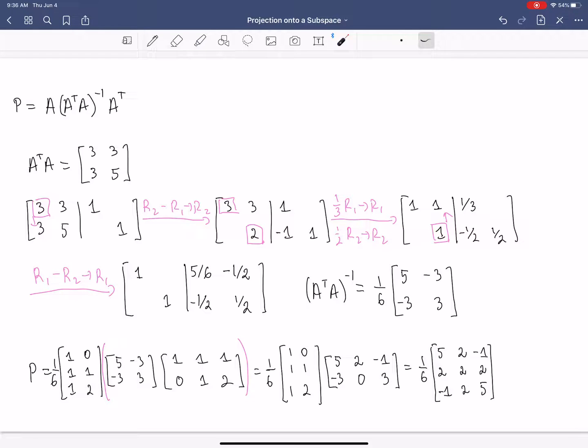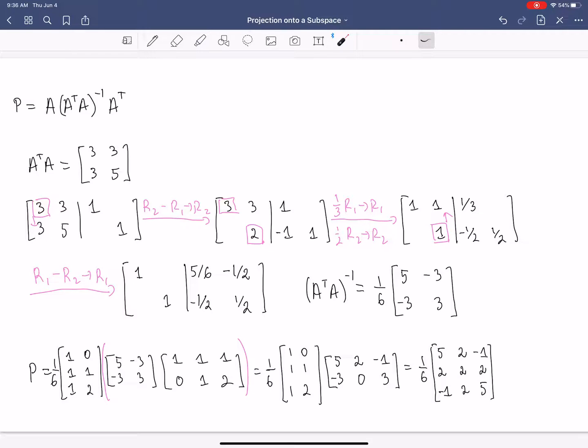You don't have to ever multiply this 6 in. This is a much nicer form. Just leave it at that. So this projection matrix applied onto any vector B will give us the projection onto the column space of A.